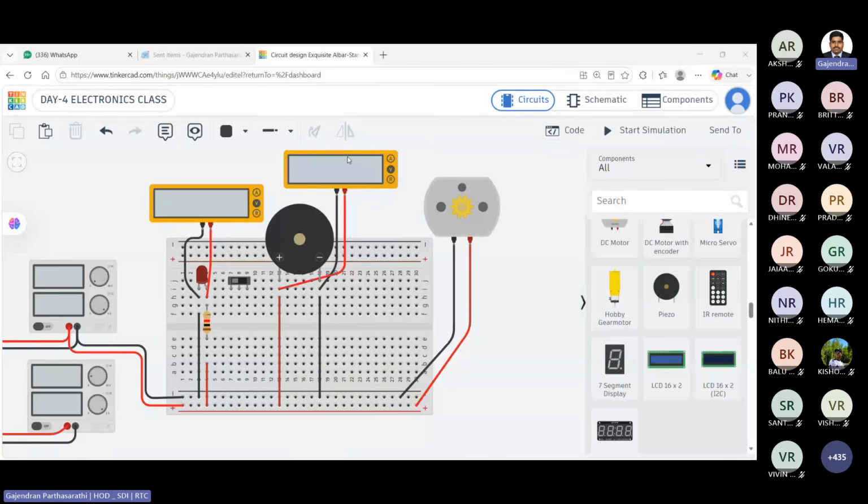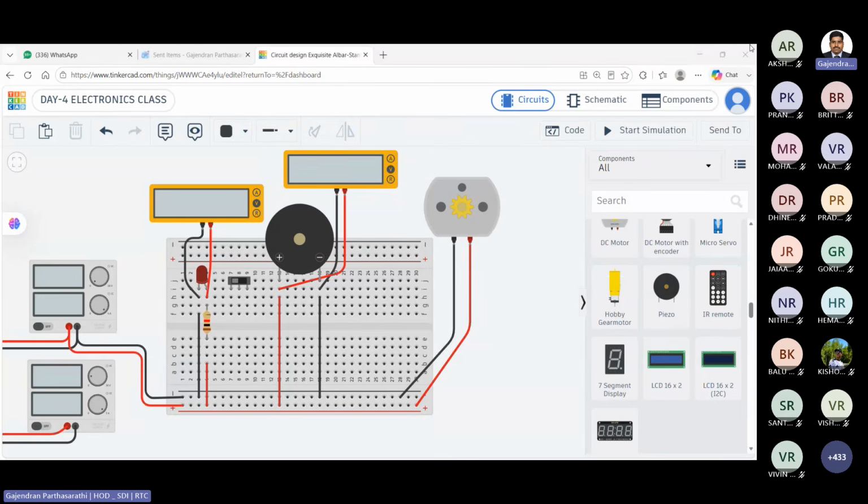Everyone is requested to do the simulation on your own. Newcomers, please try it and tell about digital and analog, input and output. Please add that also. Digital and analog, input and output.